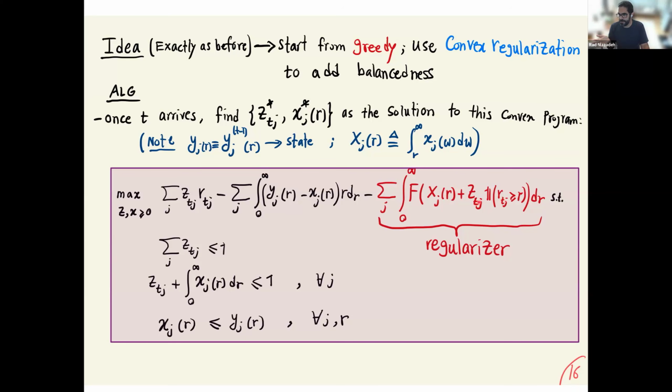And then you also have Z_tj for allocations that are greater or equal than r, only if R_tj is greater or equal than r. So this is therefore your cumulative after your new allocation. Fancy notation, really. So I give that as input to F, and then I take an integral over all r.